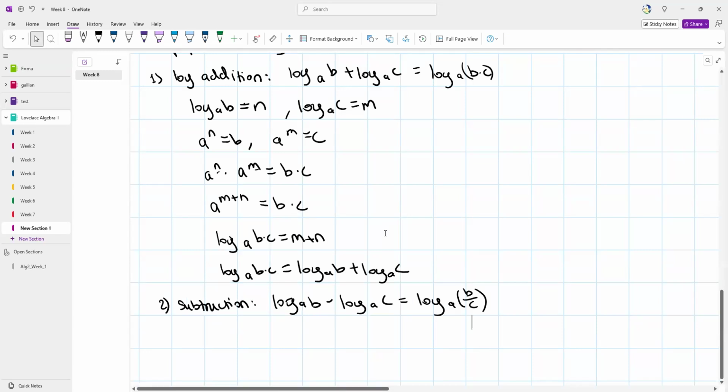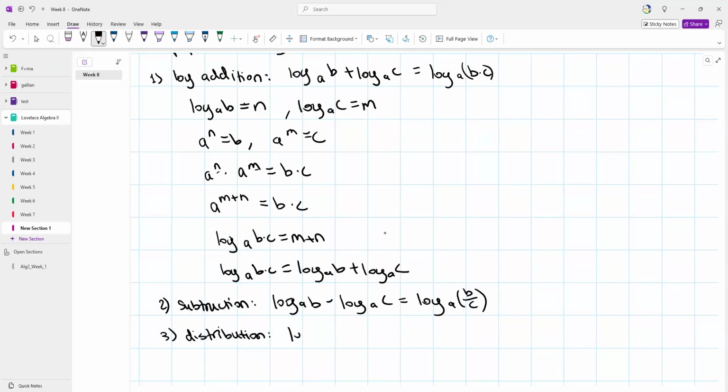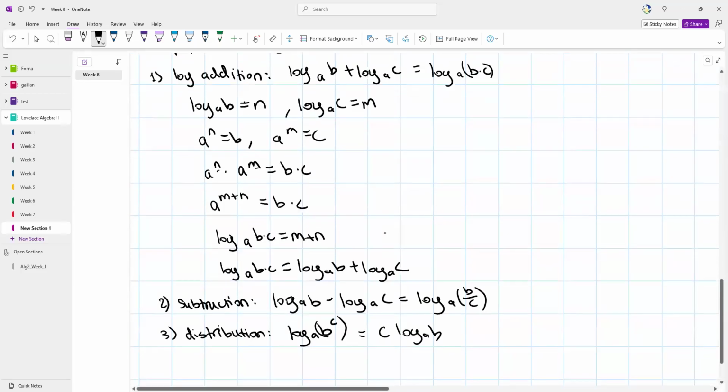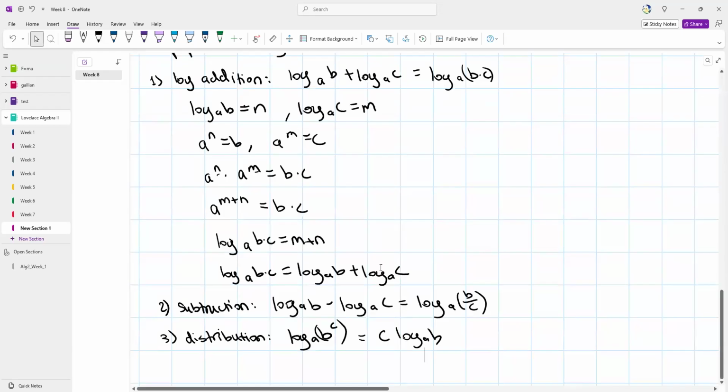And then we have distribution, which says that log a of b to the power c is equal to c times log a b. And I guess we can try proving this ourselves first. Using the ideas of addition, maybe we can try proving distribution as well. It's pretty similar, so maybe we can think about that.